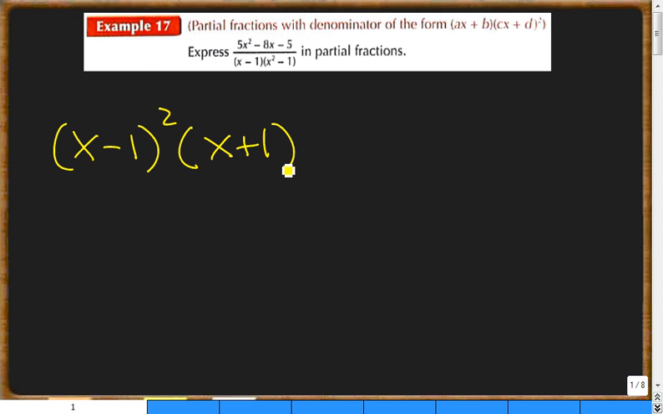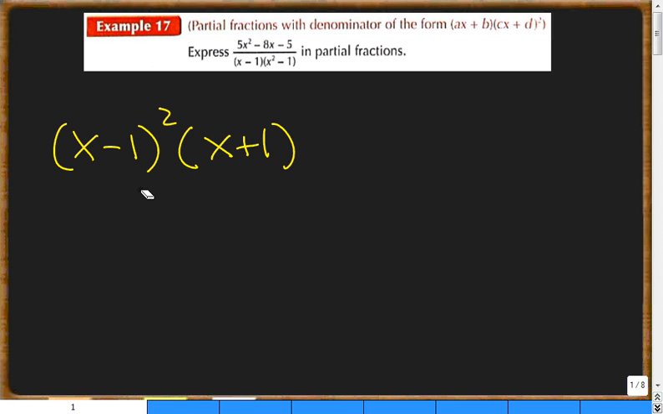So in a sense, what we actually have is (x minus 1) squared times (x plus 1). Okay, now this is important because this is going to split into three separate fractions, because we have kind of three separate binomials. You have a cube. So we can have three separate fractions here.